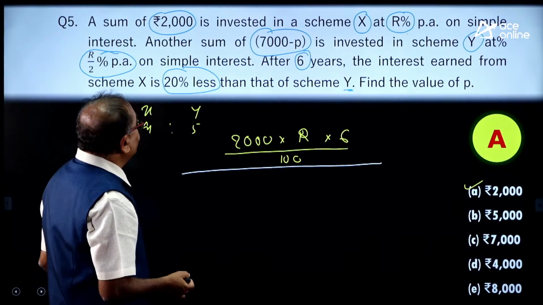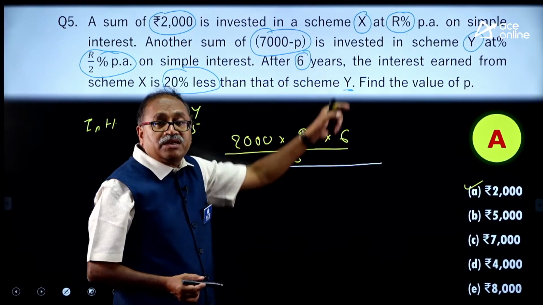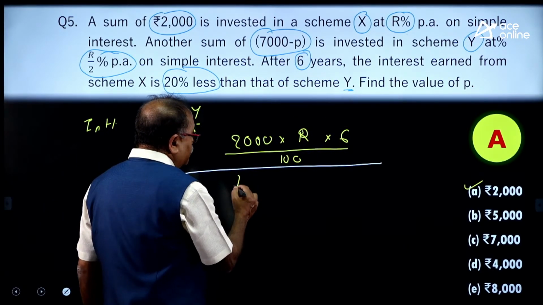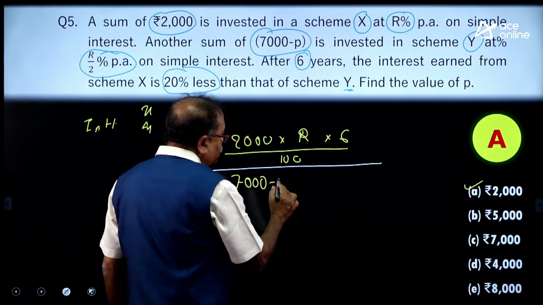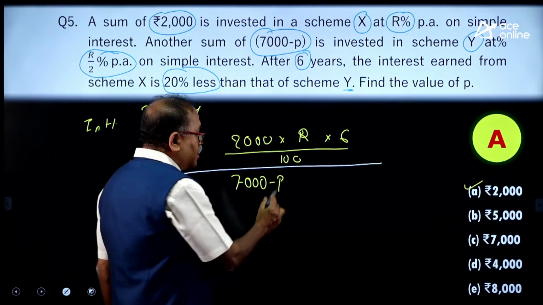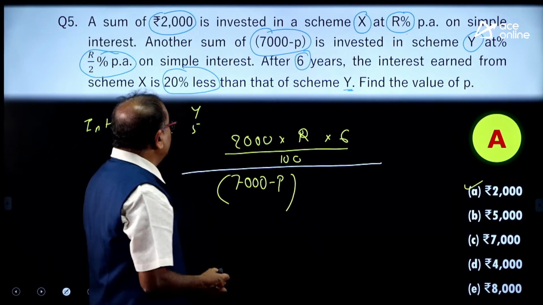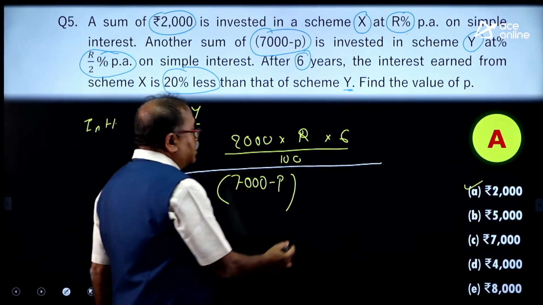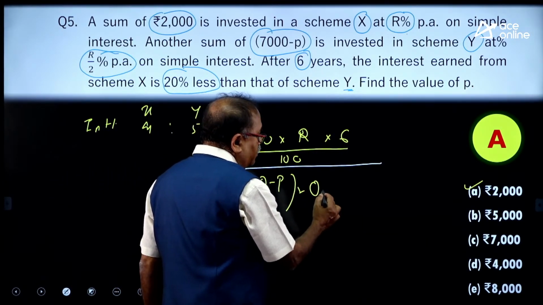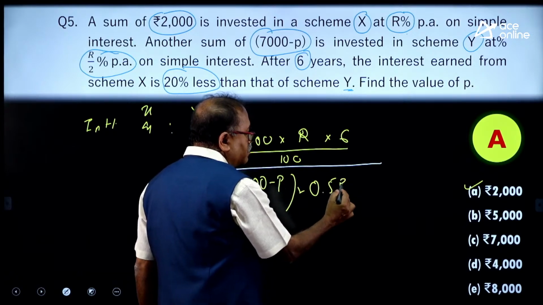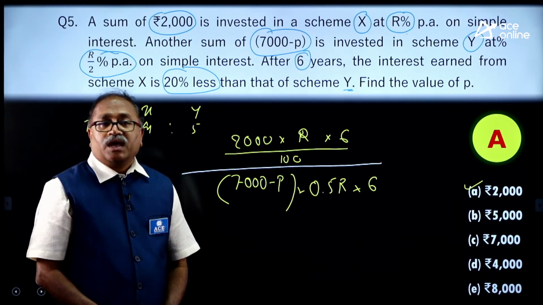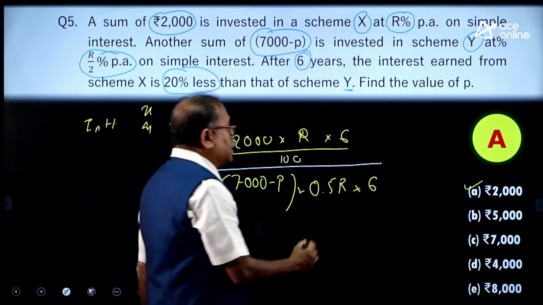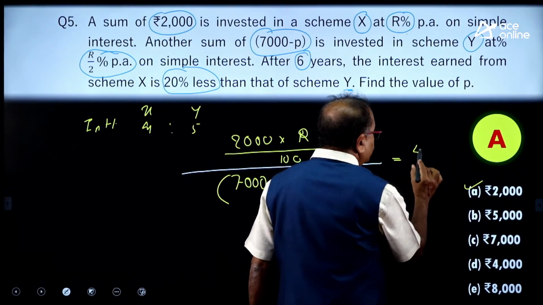The interest from Y has 7000 minus P as the principal, and what is the R here? R by 2, can I write this as 0.5 R, and the time is 6, and this ratio is given as 4 by 5.